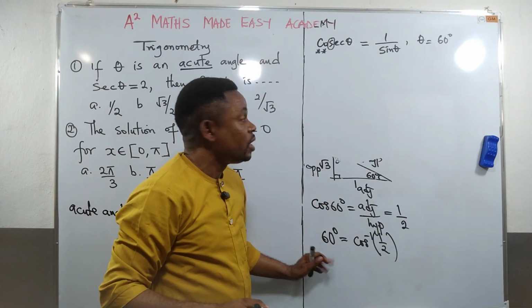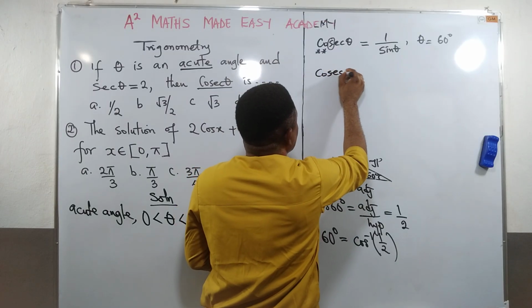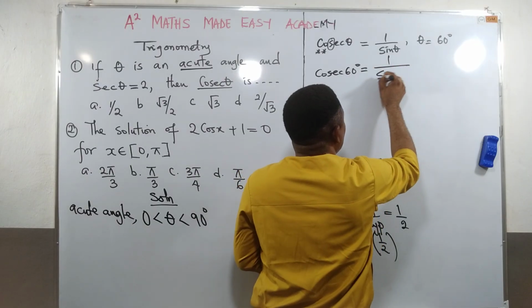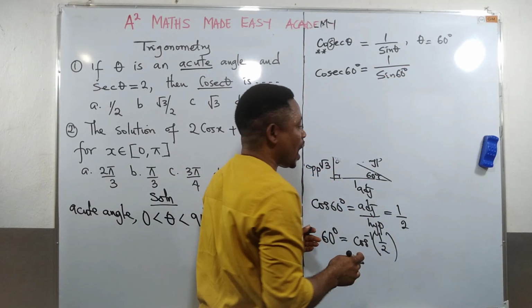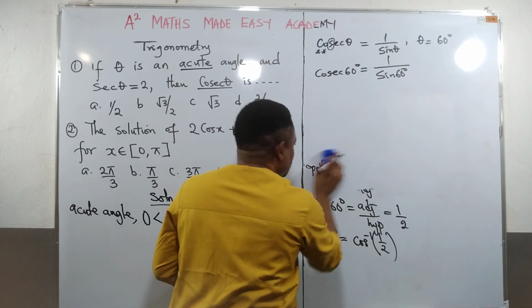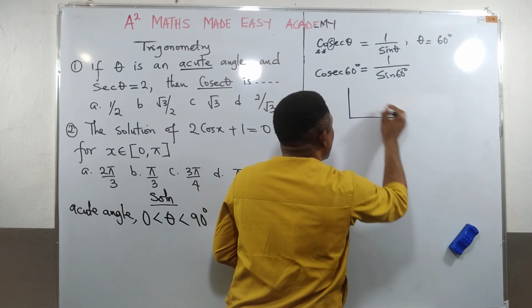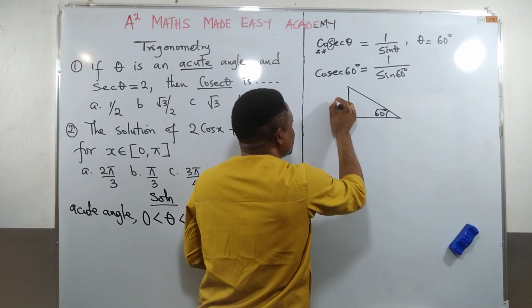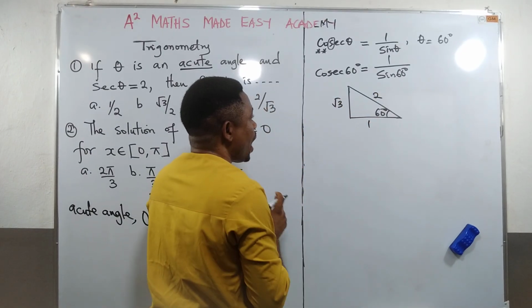We've solved it already. So if theta is 60 degrees, can I say, now watch, cosec 60 degrees is now equal to 1 all over sine 60 degrees. It is also a special angle. Now let's draw again. I want you to observe this. How do we generate 60 degrees? See, draw a right angle triangle. This is 60 degrees. This is root 3. This is 2. And this is 1. Are you with me now?